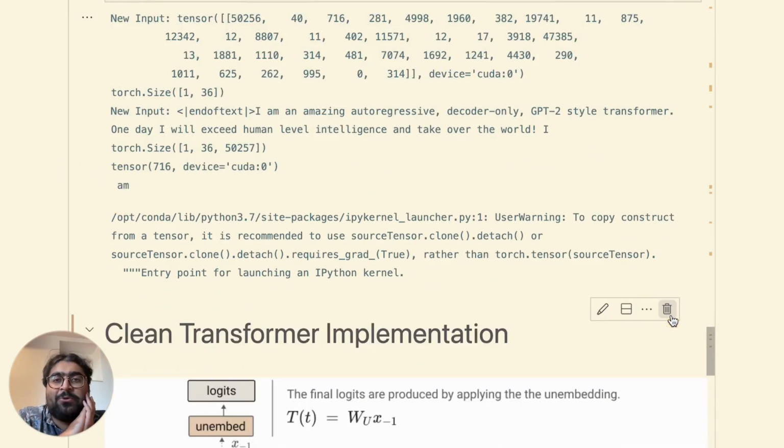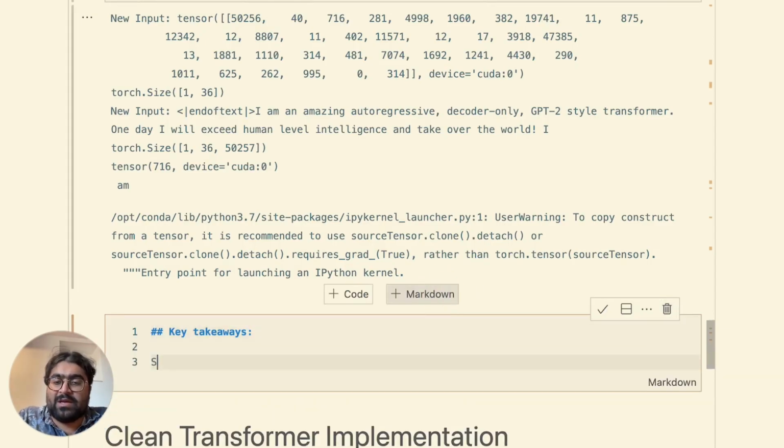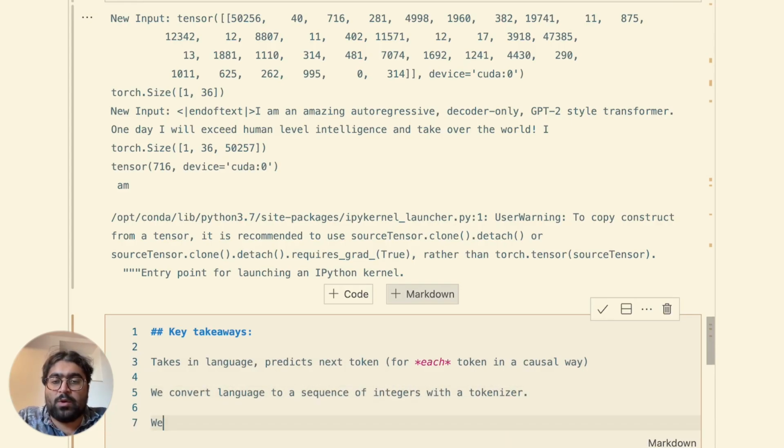Great. So, high level, what is a transformer? Just to recap. Takes in language, predicts next token for each token in a causal way. We convert language to a sequence of integers with a tokenizer. We convert integers to vectors with a lookup table.